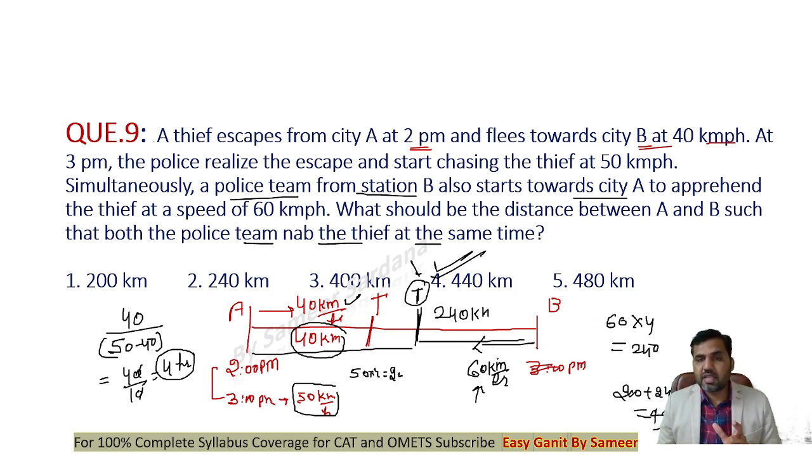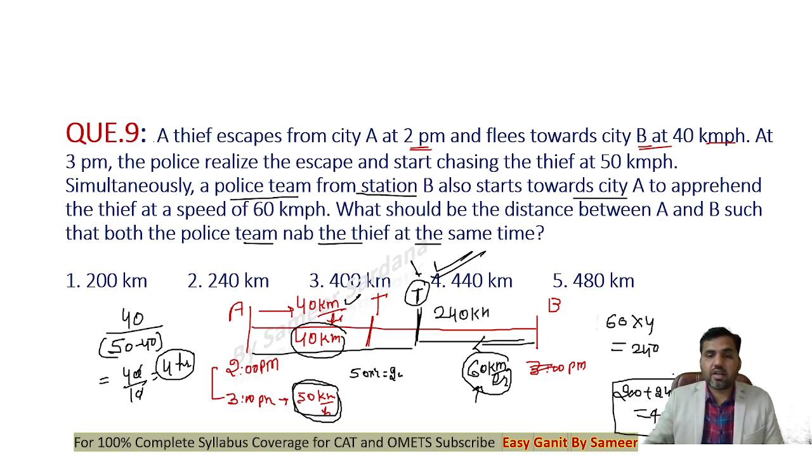So this police in 4 hours will be traveling 240, and this police in 4 hours at a speed of 50 will be covering 200, and both are meeting. So that means total distance will be 200 plus 240, that is 400.